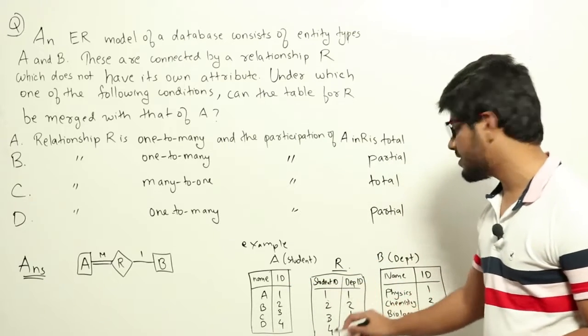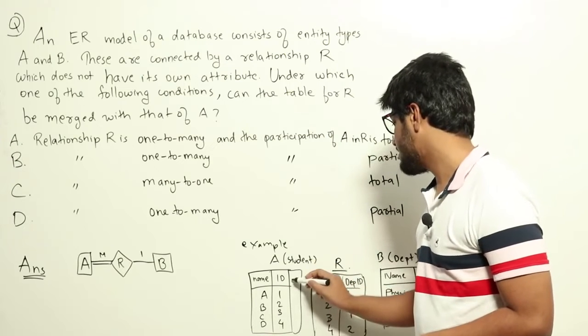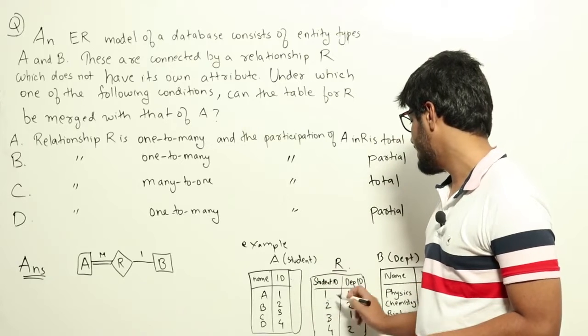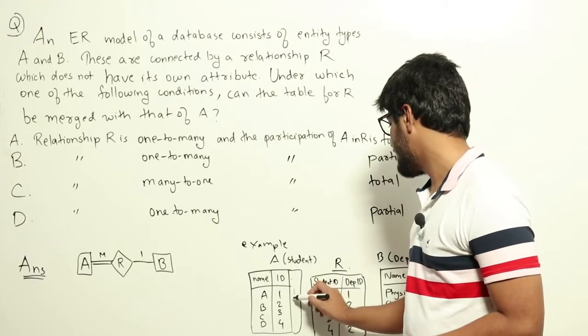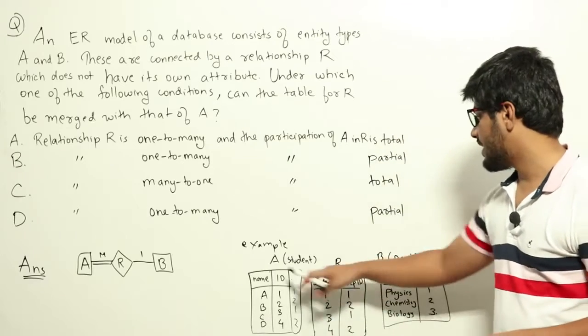If you see, for each student, there is only one department. So we can just give that department ID here. We'll have one more column in this table called department ID, and then we can just write the department ID here like 1, 2, 1, 2. So this is how I have merged R with that of A.